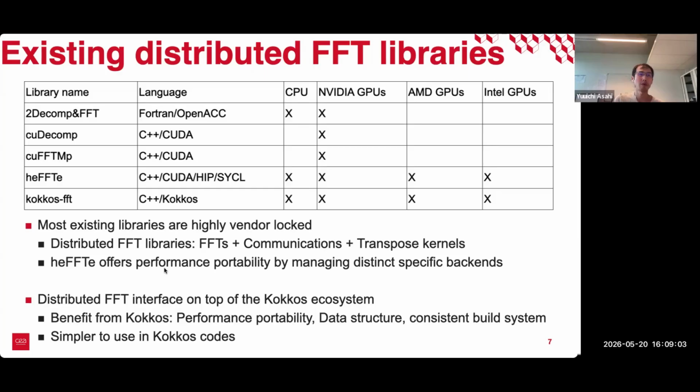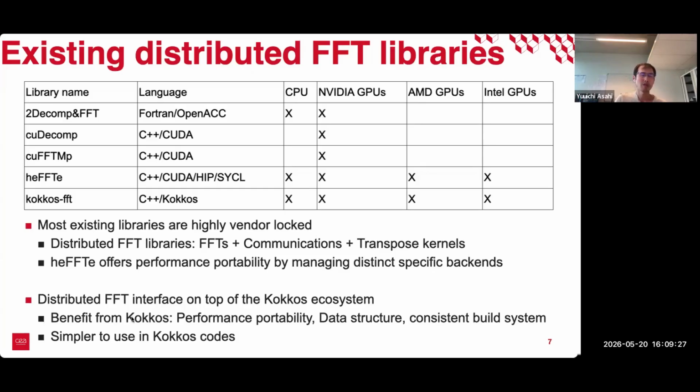heFFTe offers performance portability by writing transpose kernels for each backend by hand, which is of course good, but it is very difficult to maintain. The maintenance cost can be very big because of that. Our approach is different. We just rely on the Kokkos ecosystem to get performance portability for free.